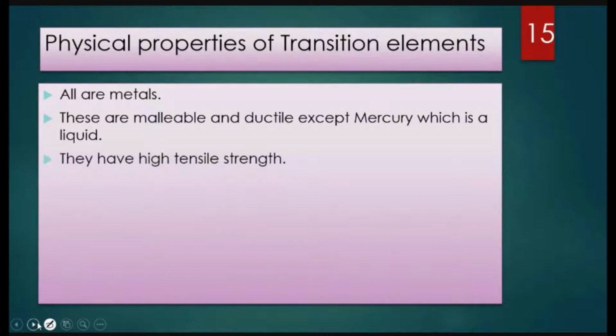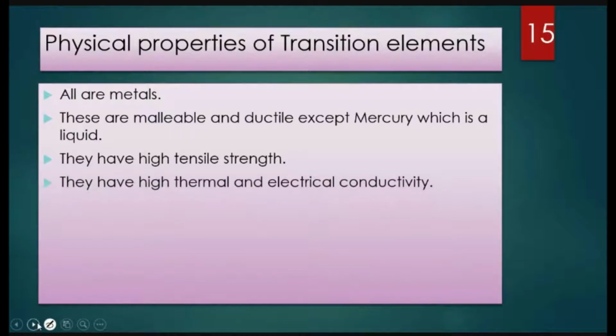Next property: they have high tensile strength. Tensile strength is the resistance of a material to breaking under tension. Suppose you want to break a material, how long it can show resistance, that is called tensile strength, and all these transition elements have high tensile strength. And they have high thermal and electrical conductivity as well. That means they are very good conductors of heat and electricity.